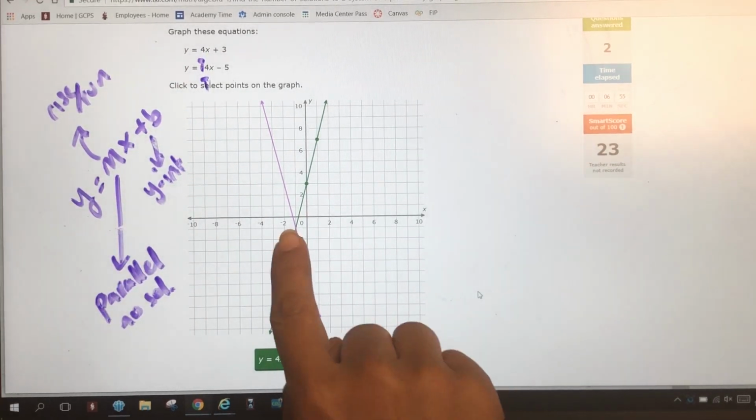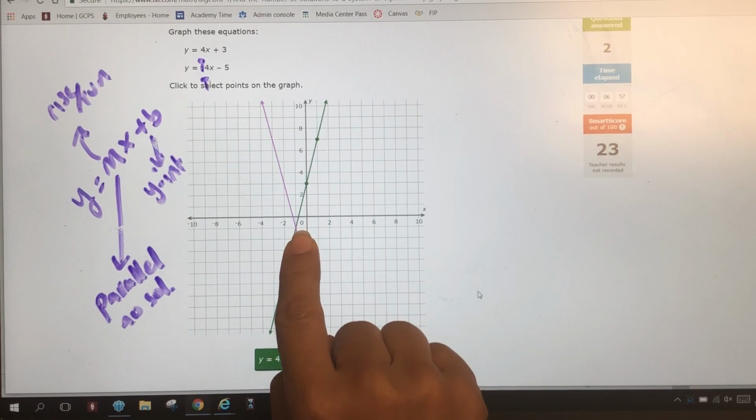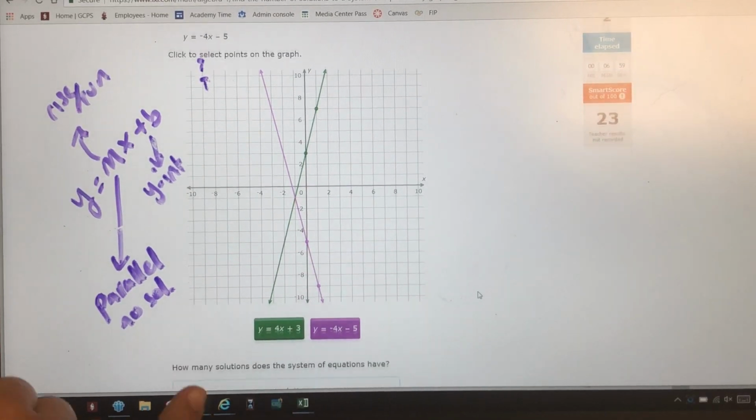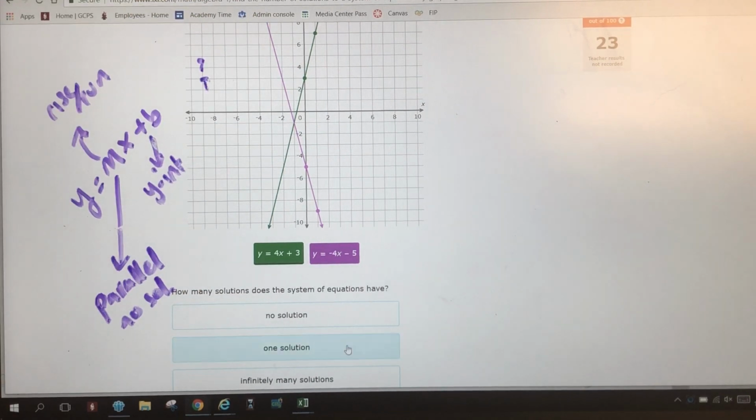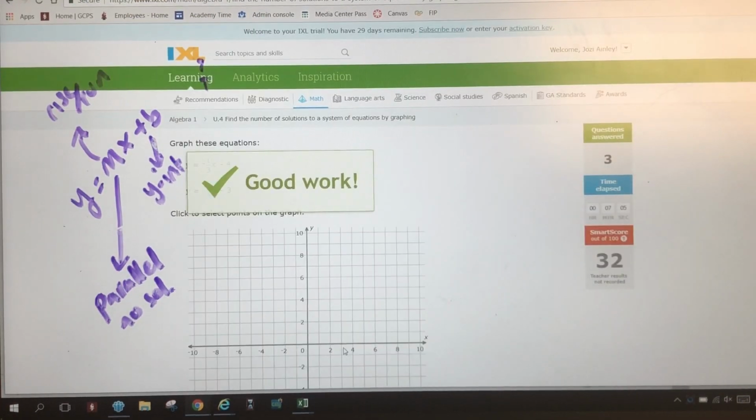Then look. This is my solution, negative 1, negative 1. In case that's the question, I'm going to say it every time. But the question is, how many solutions does it have? How many times does it cross? 1. So 1 time, 1 solution.